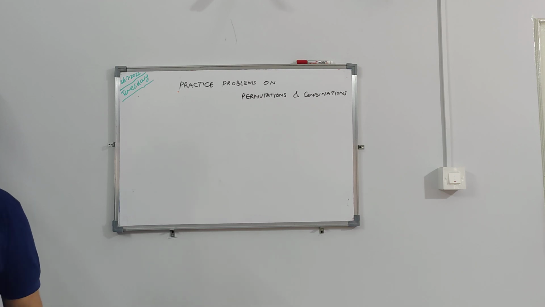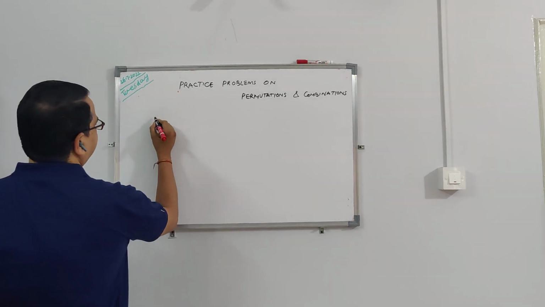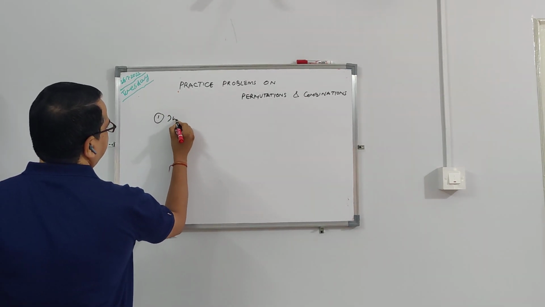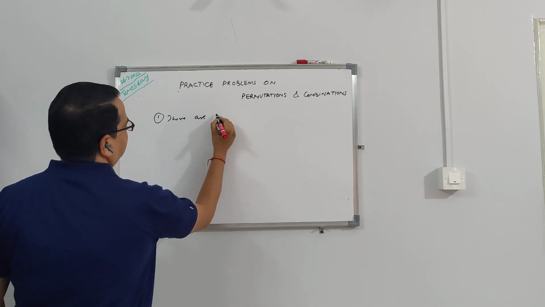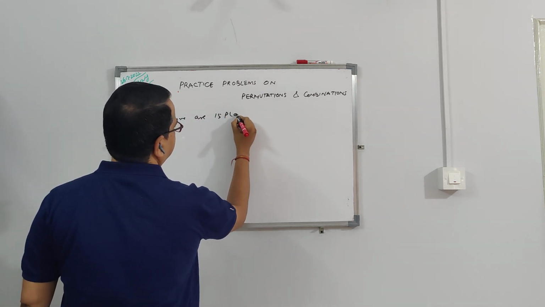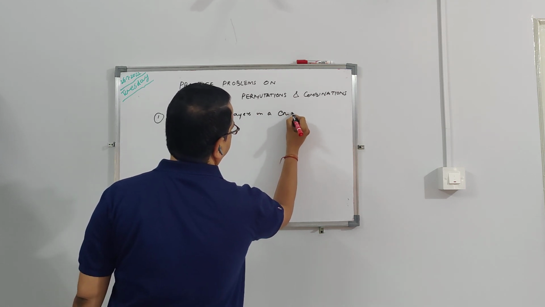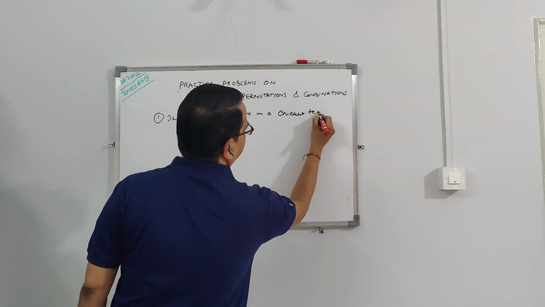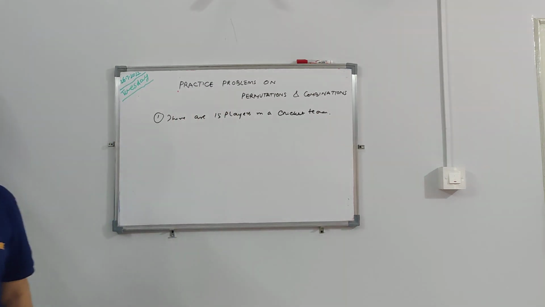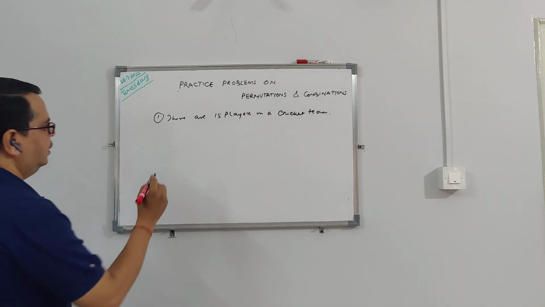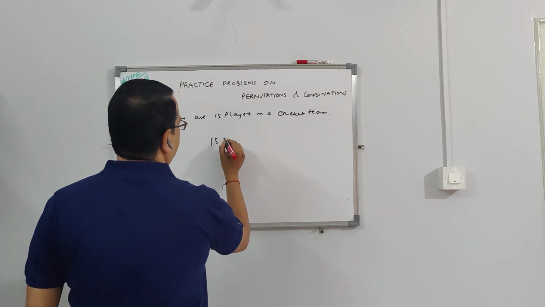Okay, so let us do one on combination. The question is like this. There are 15 players in a cricket team, out of which 6 are bowlers, 7 are batsmen, 2 are wicket keepers.